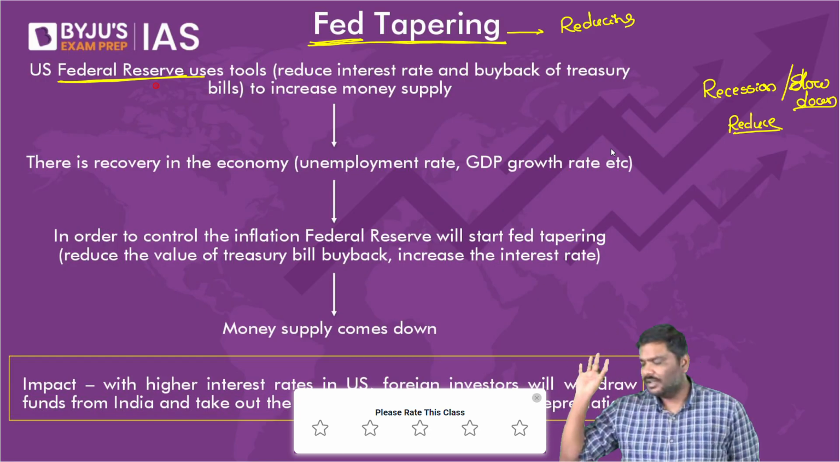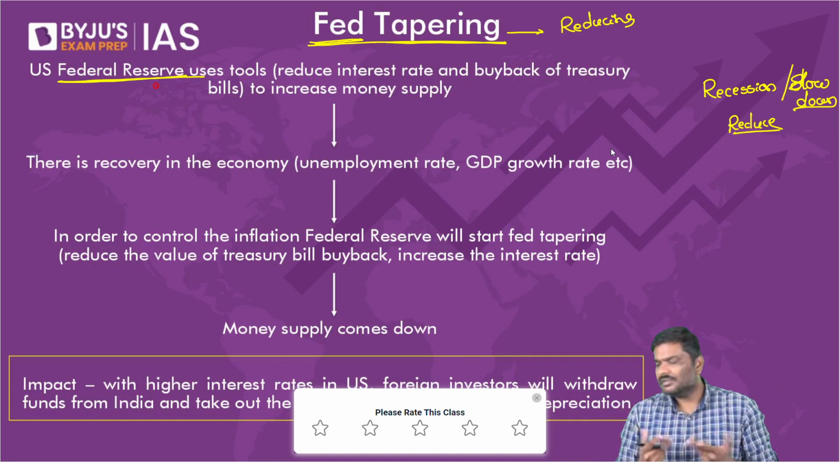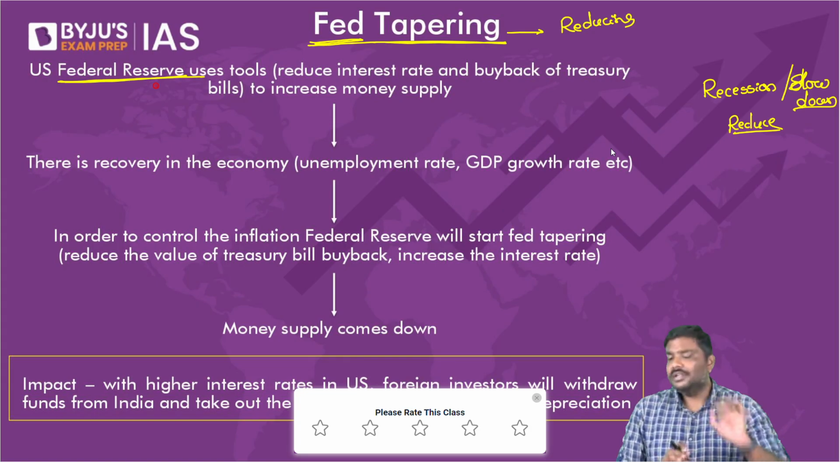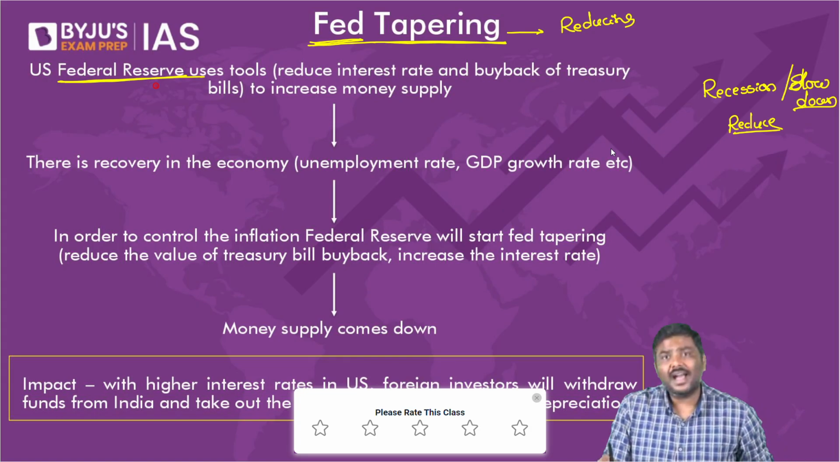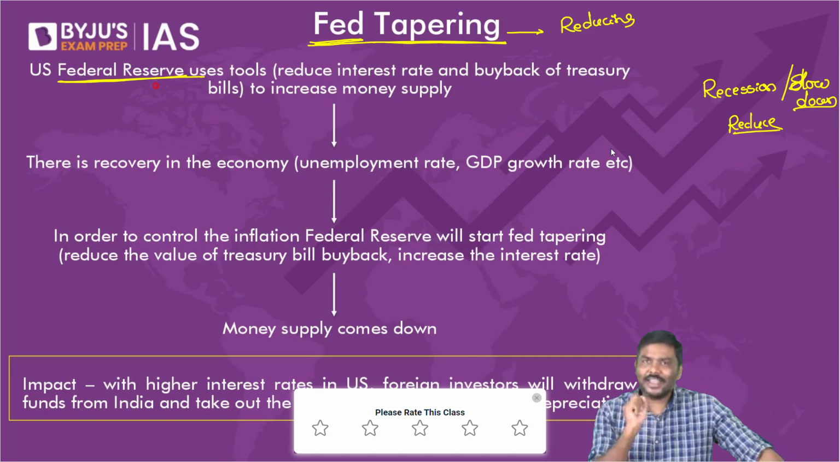Any problem here? So federal tapering is opposite to quantitative easing. That is exactly what I said. In quantitative easing, money supply will increase. In federal tapering, money supply will be decreased. That's it. That's the basic idea.